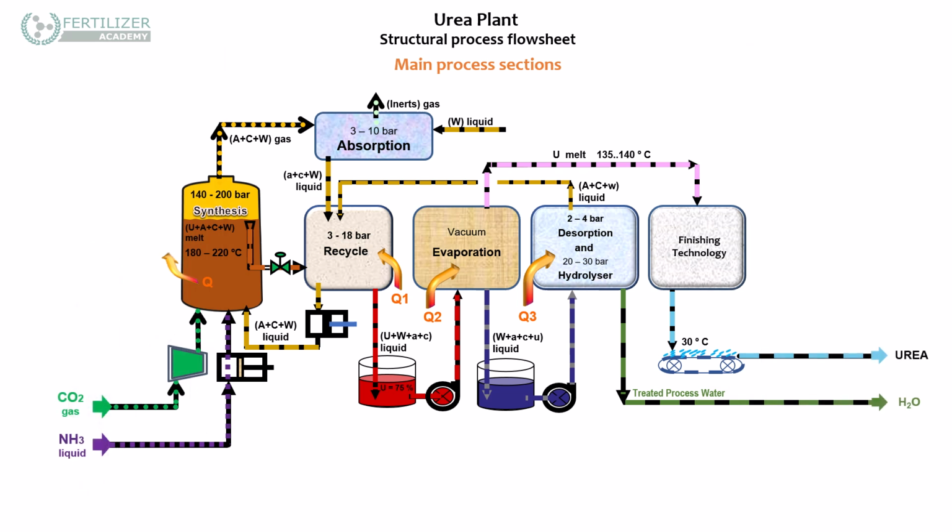Lesson 2. Main process sections. In this lesson, we focus on the main process sections of the urea plant, presented in the form of an overall block flow diagram. This overview provides the basis for a more detailed study of each process section in the subsequent lessons.